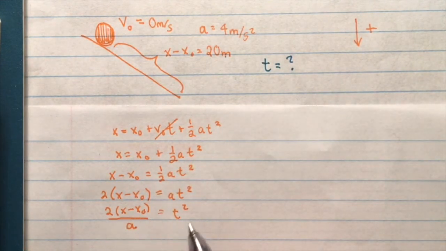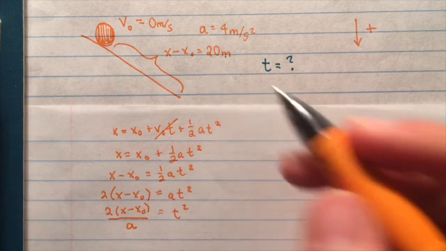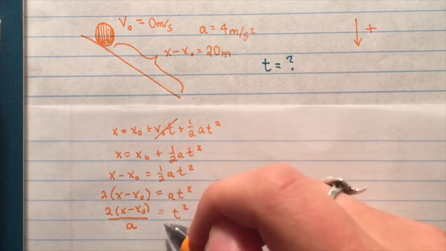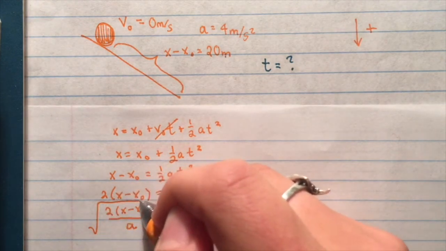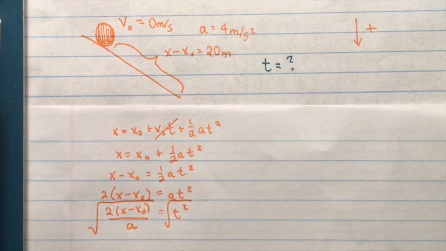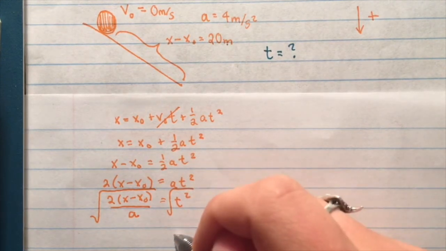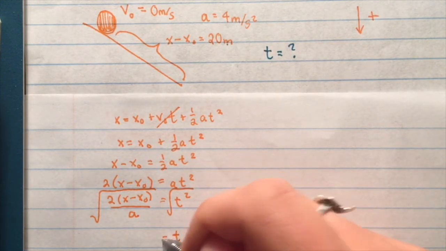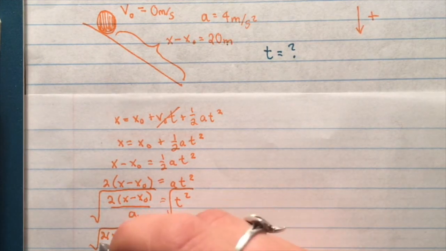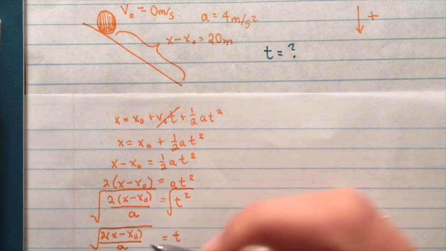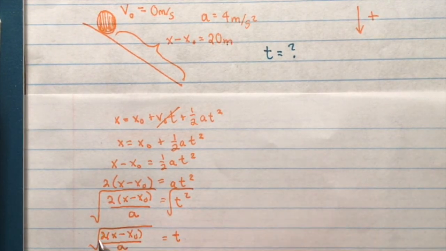And this looks like we're done, but we don't have t by itself. This is t squared. We want just t. So let's get to the root of the problem and square root both sides. I'm rooting for you, you can do this. So I'm left with t equals the square root of 2 times x minus x naught over a. And we are square rooting everything, okay?